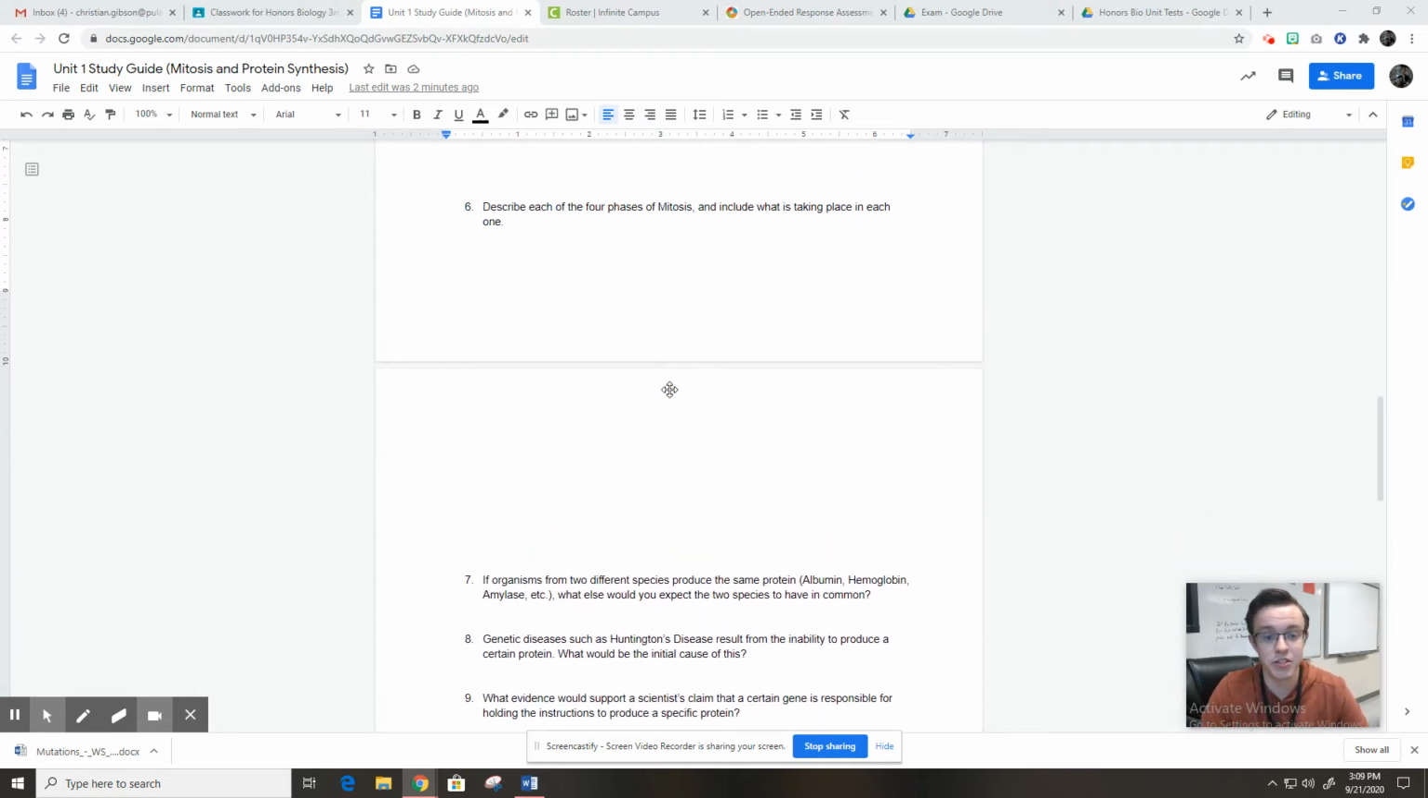Number 6, describe each of the 4 phases of mitosis and include what is taking place in each one. So the first one is prophase. So in prophase, your DNA condenses into chromosomes.